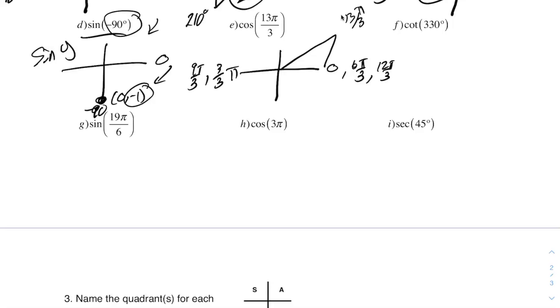And once you do that, it doesn't matter. Once you get the right quadrant, all the rest of this stuff is useless to you. It's over 3, so I know it's 60. So I know the sides are rad 3, 1, and 2. Everything's positive because I went right and up.